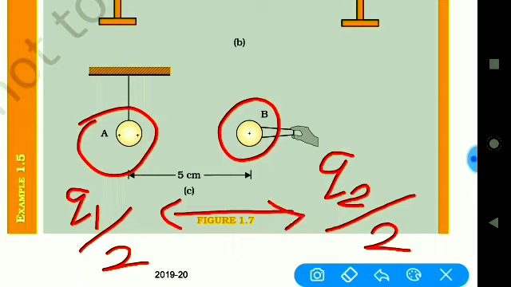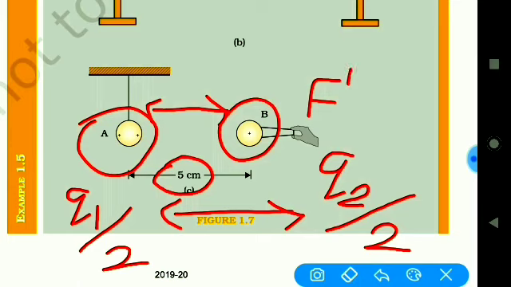Here the distance between these two spheres is made half of the earlier. Earlier it was 10 cm, now it is 5 cm. So again the Coulombian force will act between them. Let us call that force F dash.